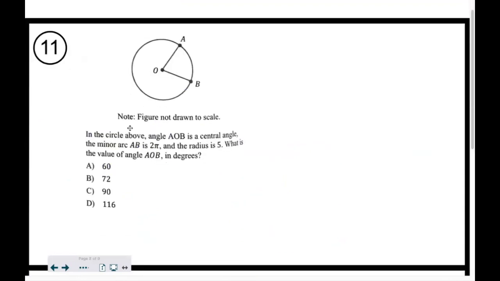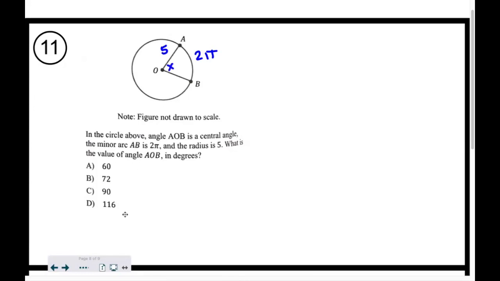Okay, on to number 11. So in the circle above, AOB is a central angle. The minor arc AB is 2 pi, and the radius is 5. What is the value of angle AOB? So I'm going to call that x in degrees.